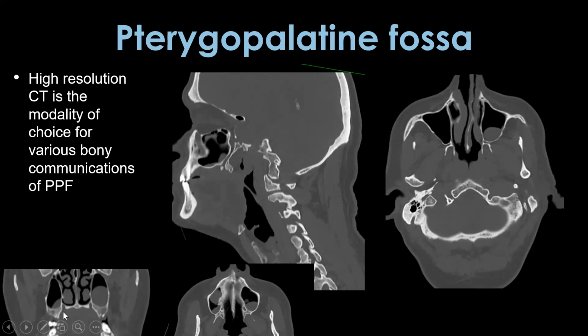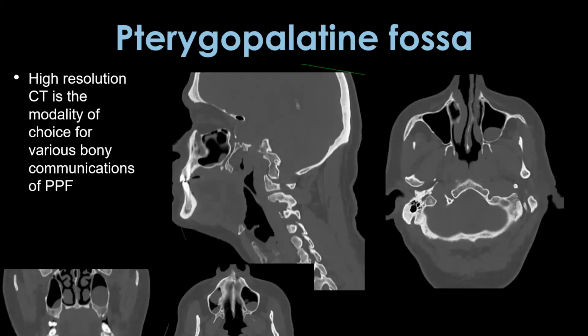So on axial, I'll show the greater palatine foramen. So this is the maxillary sinus, this is the nasal cavity. This bony structure is the hard palate. So these two symmetrical triangular structures are the greater palatine foramen. So we'll again see that in coronal.